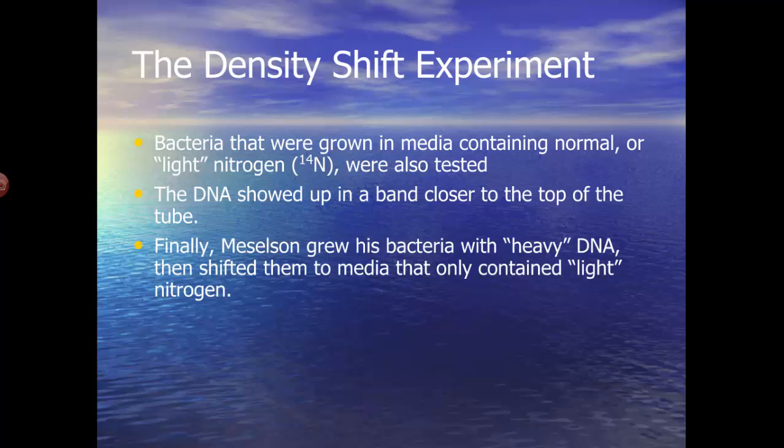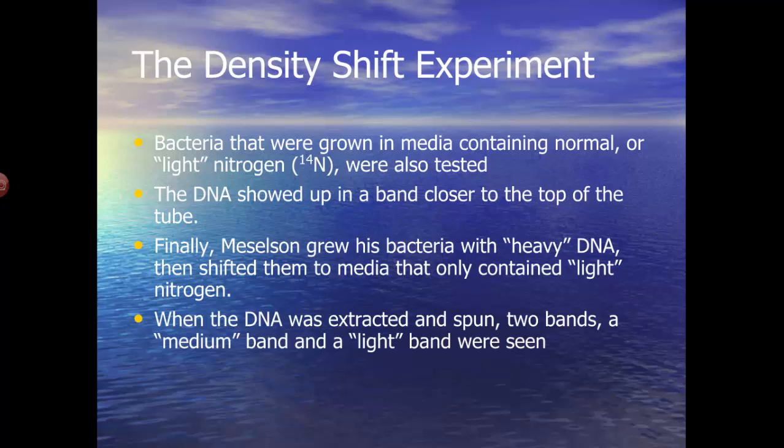So the way the shift works is this. You take your bacteria, you grow them up with heavy nitrogen in their food source, so all their DNA is heavy. And then you shift them over. You take the bacteria and you move them over to a different food source that only contains light nitrogen. And those bacteria, you let them divide. And when those bacteria take up the light nitrogen and they divide, their offspring can then be broken open. The DNA can be extracted and spun down. And when that happens, what you see is a medium band and a light band. You don't see any heavy DNA anymore.